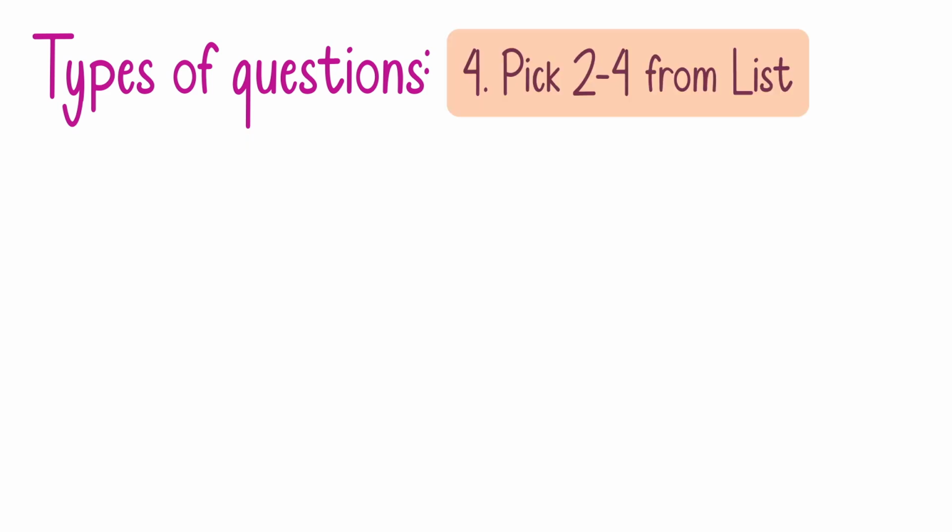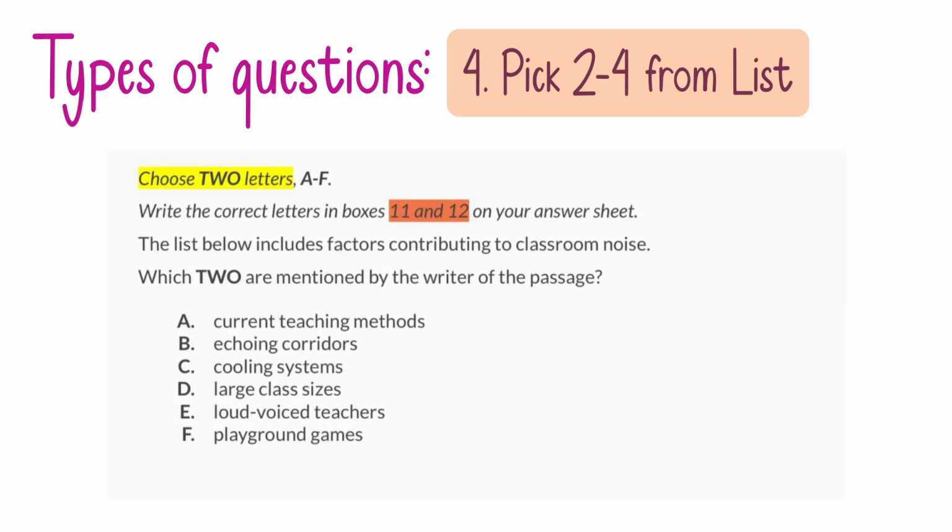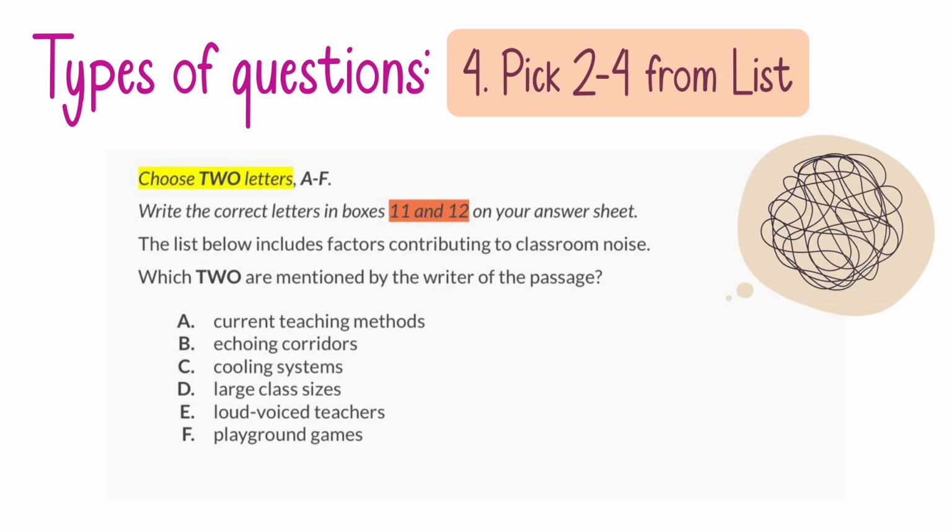The next type of question is pick from list. For example, you have to write correct letters, all right, in 2 questions or 3 questions, and you have to pick 2 or 3 from the list that are mentioned by the writer in the passage. Again, this is one of the most difficult question types in IELTS academic reading because this question type is not in order, and sometimes you have to read maybe the whole text, right? So this can be a little bit challenging and tricky. Later, we'll work on answering this part too, so don't worry.